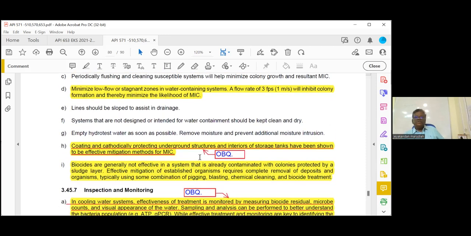Then this is very important, an open book question. Coating and cathodically protecting underground structures and the interior of storage tanks have been shown to be effective mitigation methods for MIC.